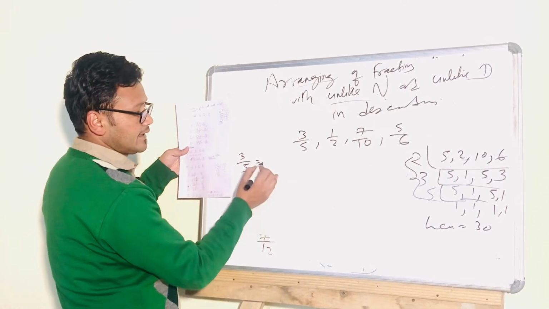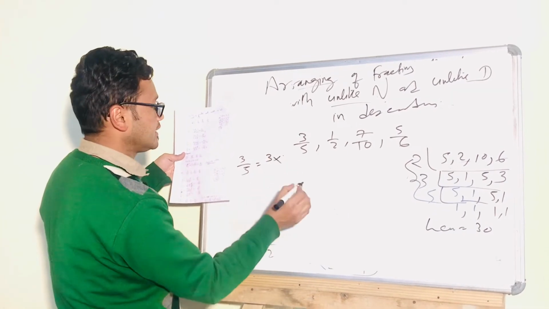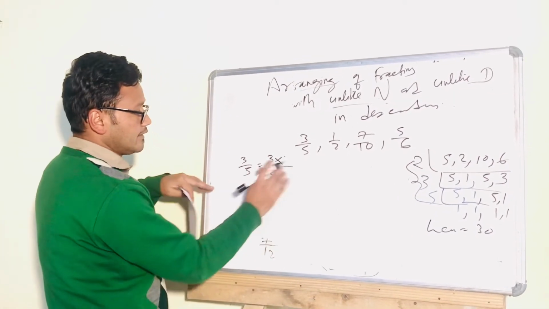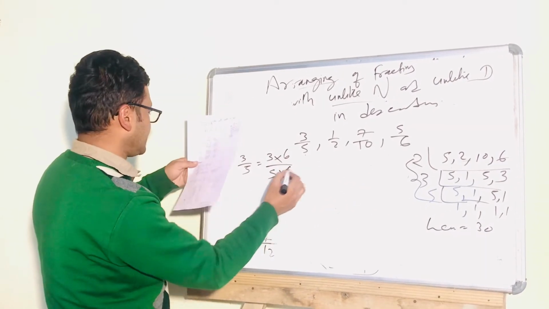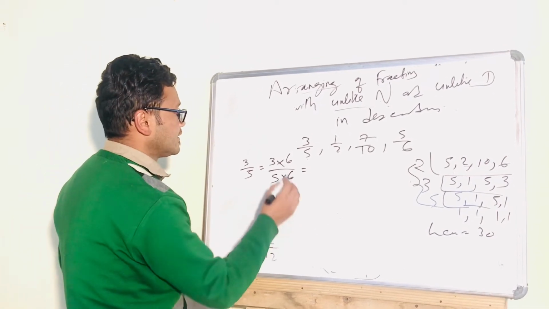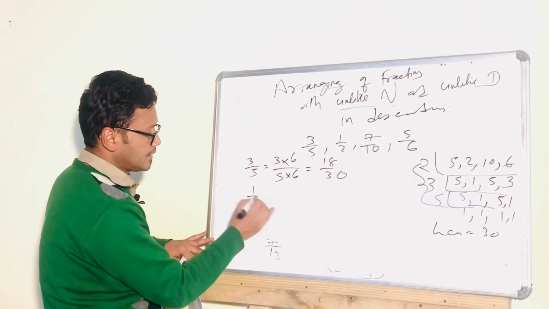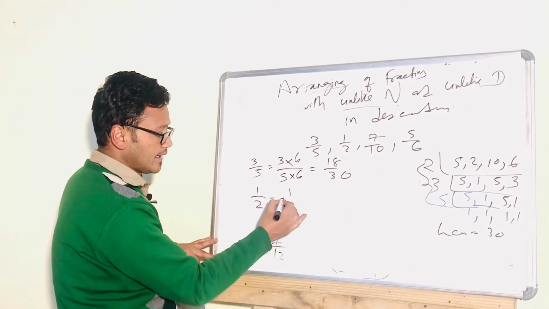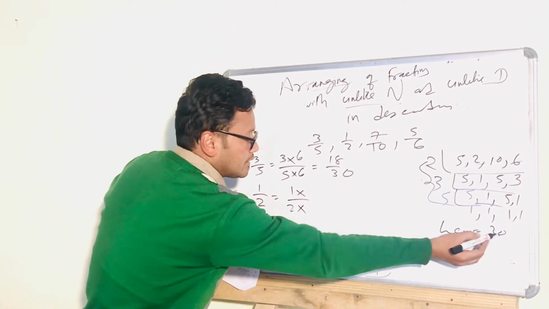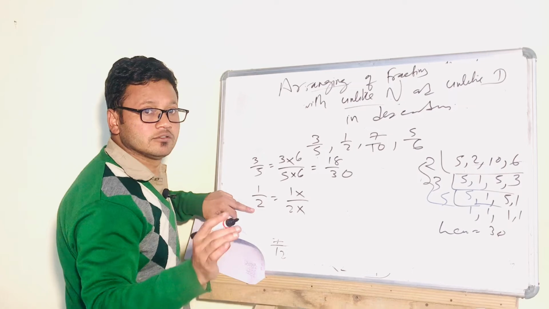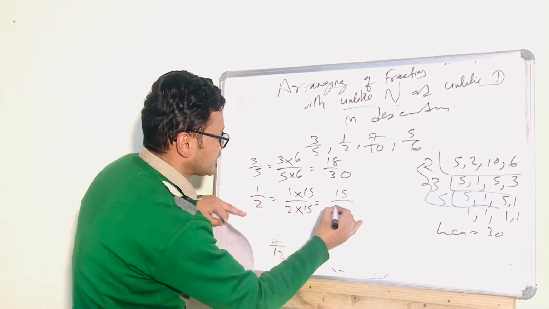Then again 3/5. Okay, then 3 into, then 5 into. 5 6s are 30, so write 6 here. 3 6s are 18, 5 6s are 30. Again write the second number, 1/2, then 1 into, then 2 into. Divide 30 by 2: 2 15s are 30, so 15 here. 15 1s are 15, 2 15s are 30.